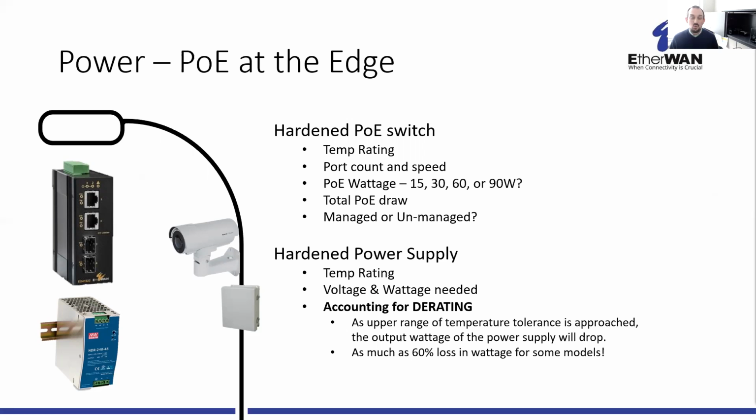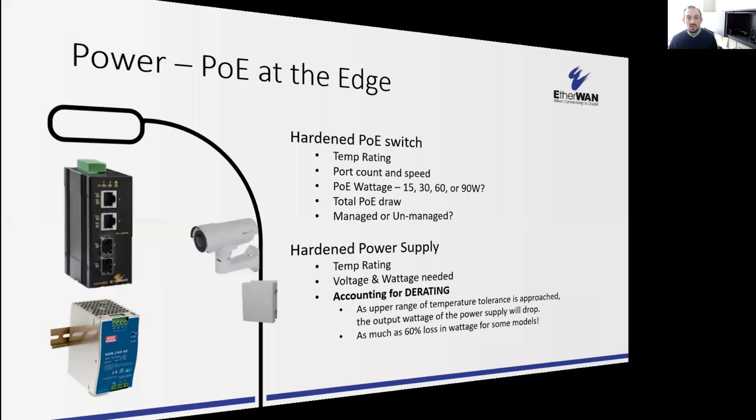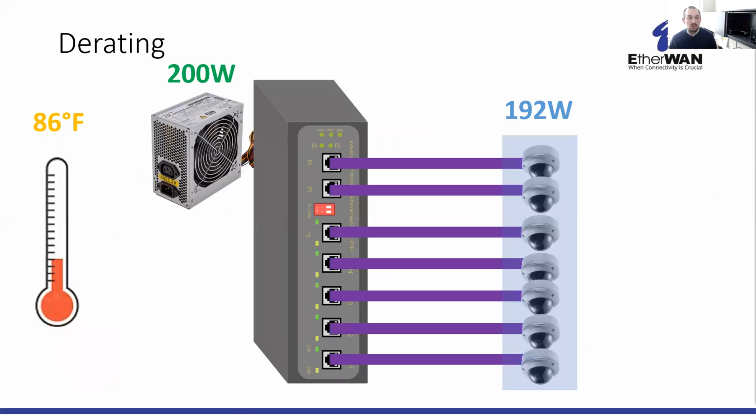What derating is: as you get to the upper operating limits of these power supplies, their efficiency drops. And it's going to affect different brands and different makes and models differently. You can have as much as 60% loss in wattage at the highest end of that operating temperature range. So what does that do to us? Well, when I'm chugging along on a warm summer day, in New England here at least, with my 200-watt power supply, I'm drawing close to that with my camera pool from my switch.